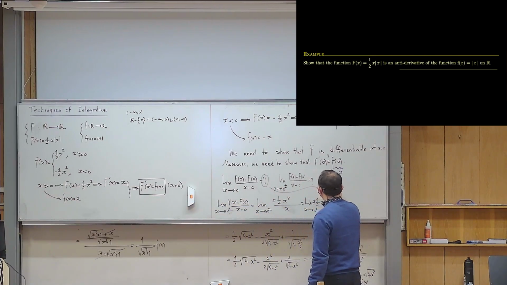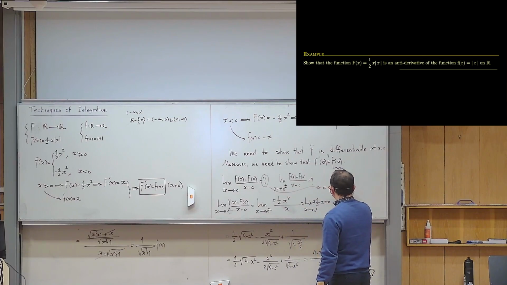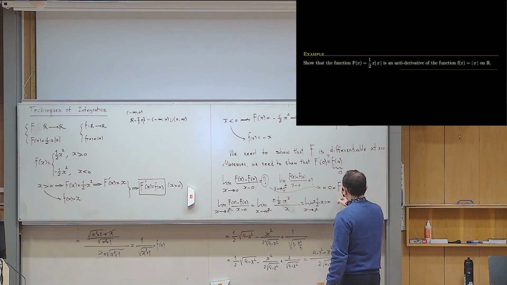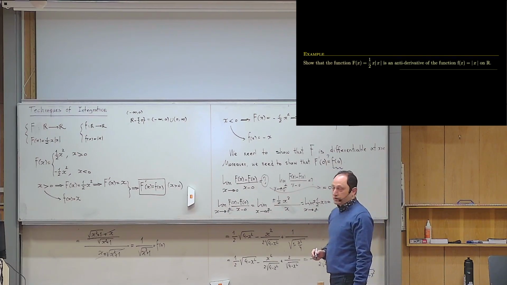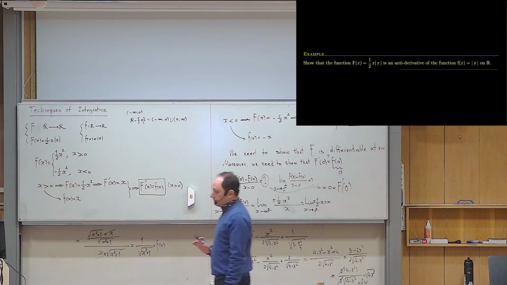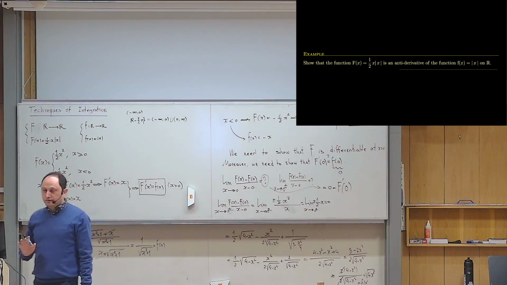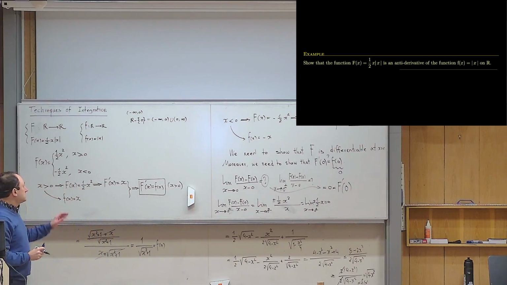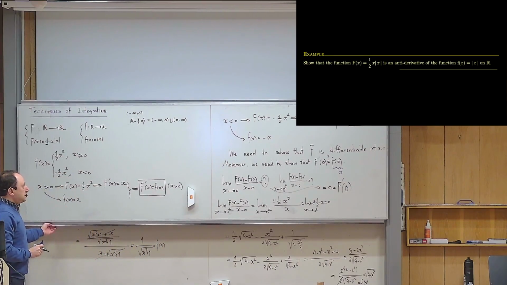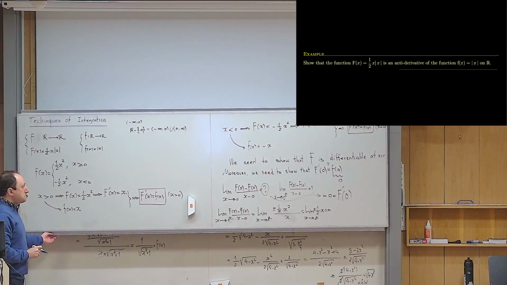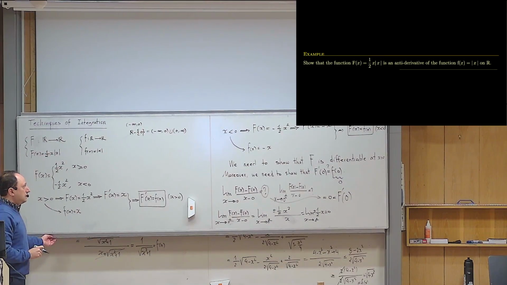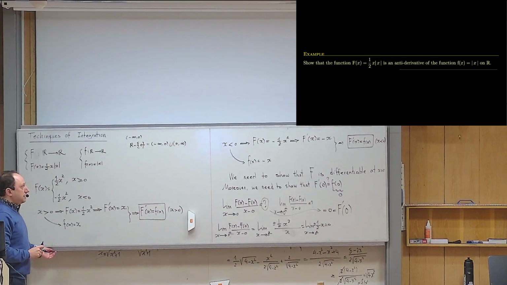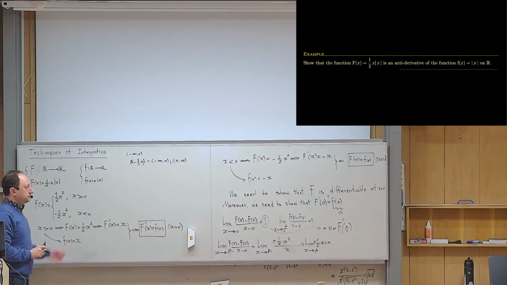So this limit is 0, which means that the derivative of capital F at 0 exists and is equal to 0, so I was able to show this as well. This is where the problem finishes, and it shows that this function is indeed a primitive function for that function.